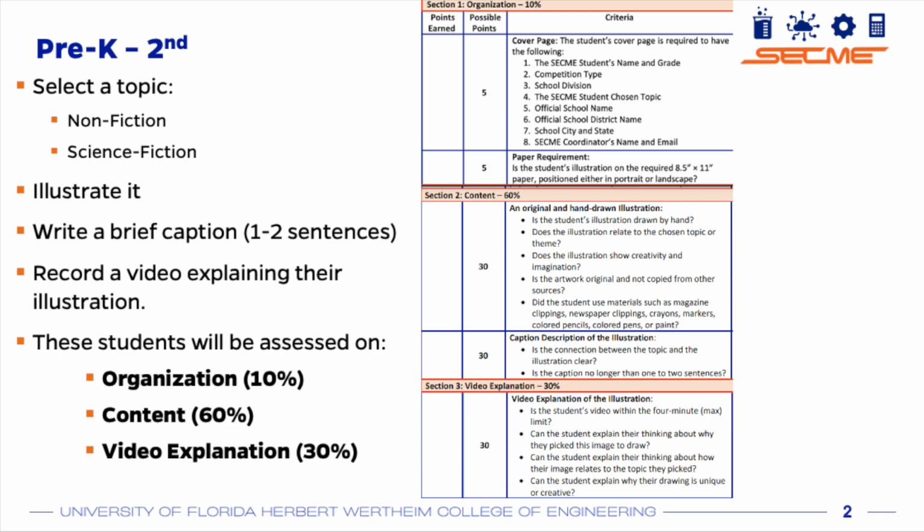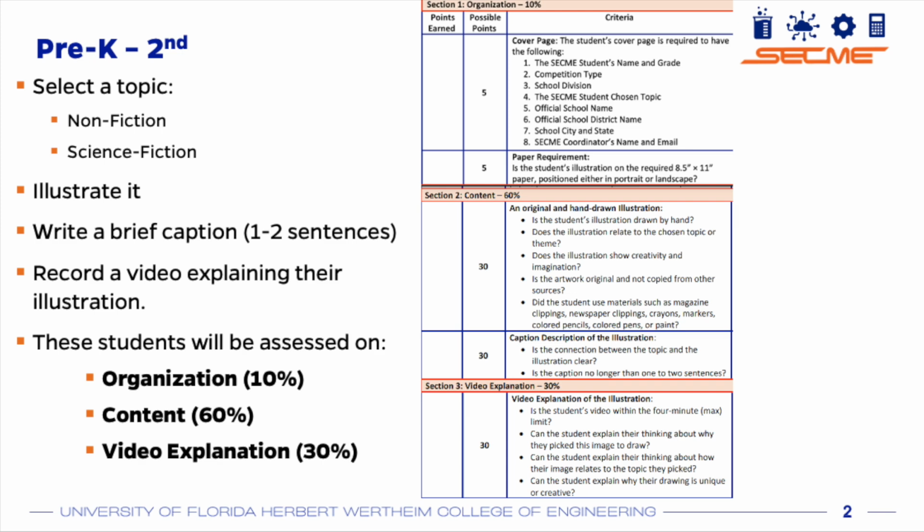The topics can be found on our guidelines page, which is found on our website, so make sure to take a look at that so you can see all the different variety of prompts that are offered to students for the essay competition. Students will then be creating an illustration of their chosen topic, and they will also be writing a brief 1 to 2 sentence caption explaining what they drew. Pre-K through second grade students are also required to record a video of them explaining their illustration.